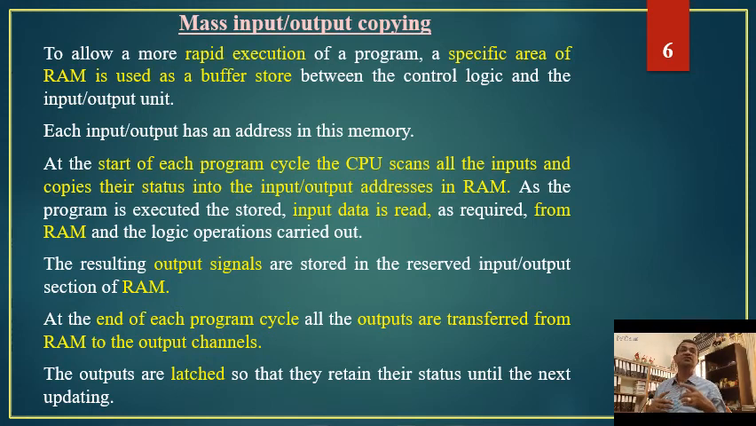Then again, it is being scanned, processed, output is produced. When all the outputs from all the sensors are being ready, then it is transferred to the output channel. Then the third cycle starts. That is how cycle by cycle, using mass input-output copying, the processing of the input is being done by the PLC.